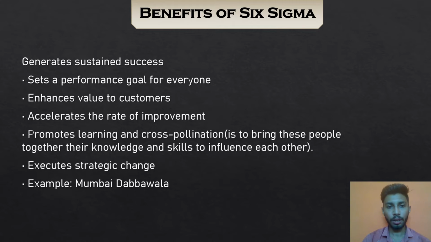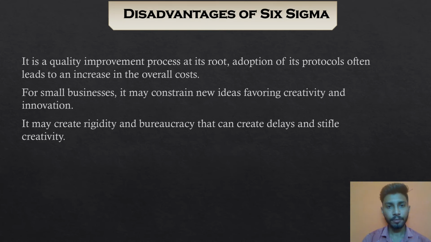Benefits of Six Sigma are that it sets a performance goal for everyone, enhances value to the customer, accelerates improvement, promotes learning and cross-pollination, and executes strategic change. Disadvantages of Six Sigma are that it is a quality improvement process and its rigid adoption of protocol often leads to an increase in the overall cost. For small businesses, it may constrain new ideas, favoring creativity and innovation.